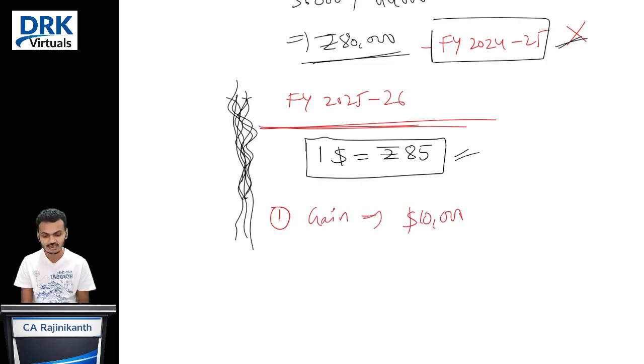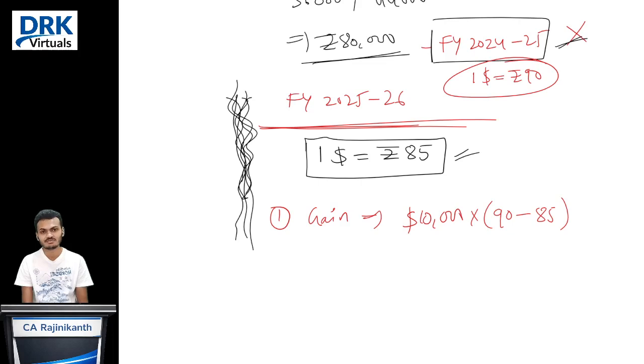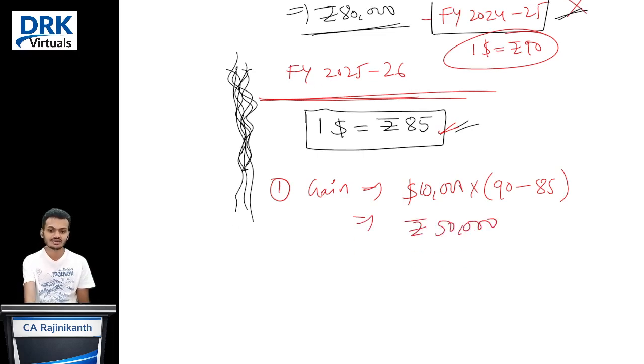Dollars 10,000 into gain, how much? 90 minus 85. Our exchange rate is $1 equals rupees 90, correct? At the end of the previous reporting period. Now it is 85. It means what? We are on the gain side. How much is the gain? Rupees 50,000 is our gain.